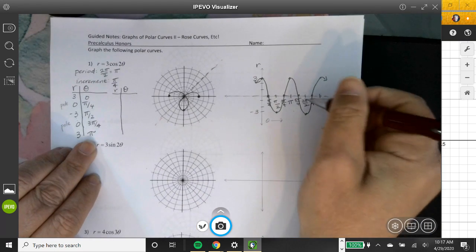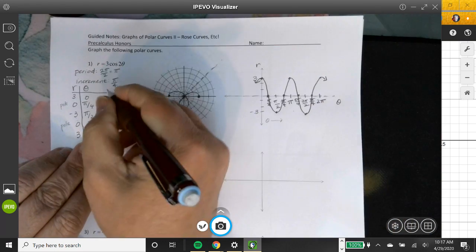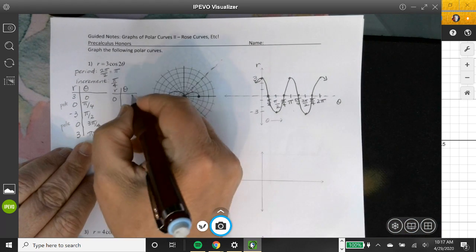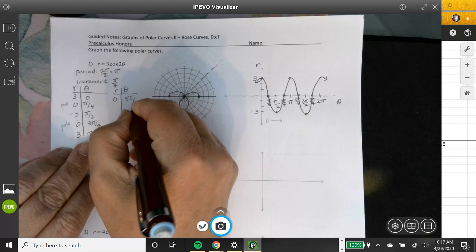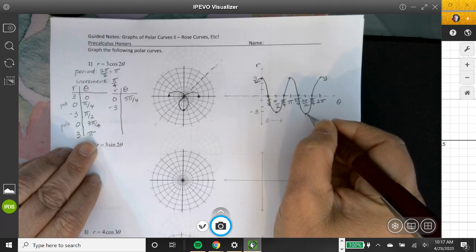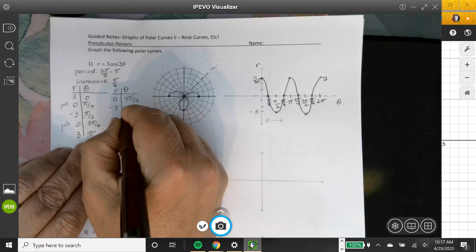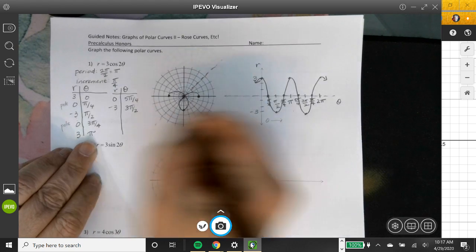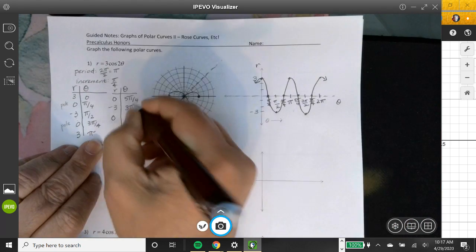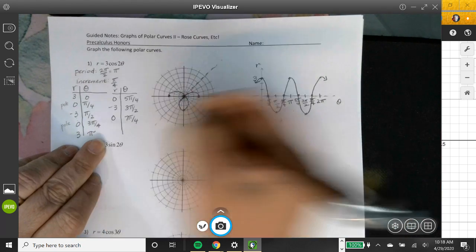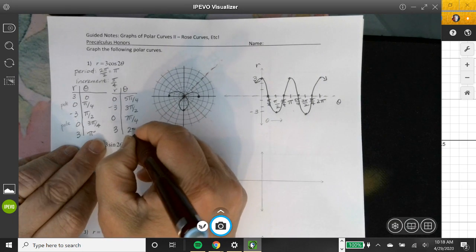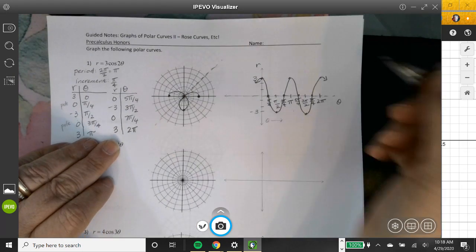So I start at pi, and then I go back to the pole, and then that's at pi over 4. Then I go back to negative 3, and then rotate 3 pi over 2. Then back to the pole, back to the pole at 7 pi over 4. And then at 2 pi, my R is 3. So let's see what happens when I graph these points.